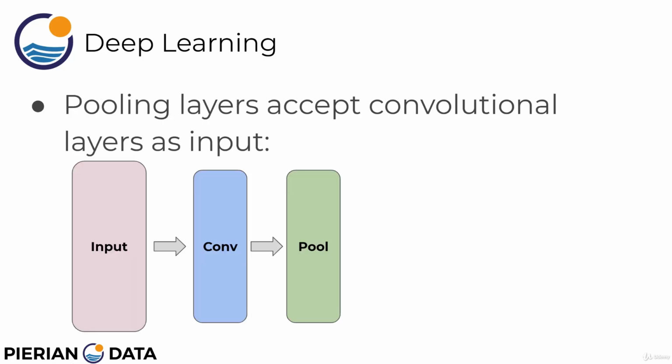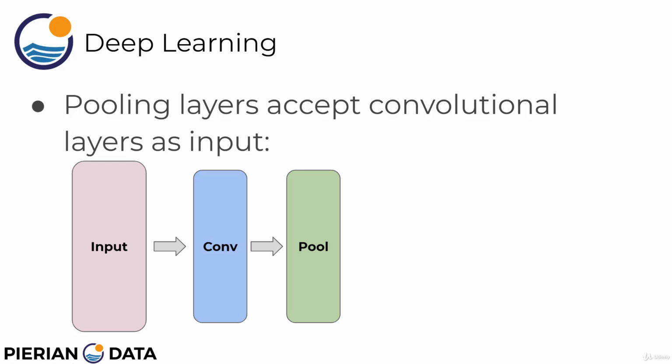Pooling layers accept convolutional layers as input. Here we see a very simple example of feeding in the direct input images to a convolutional layer, and then the result of the convolutional layer to the pooling layer. And as we just discussed, the convolutional layer has many filters, and then if we're dealing with color images, there's a filter per color channel. So we get very large tensors here in this convolutional layer.